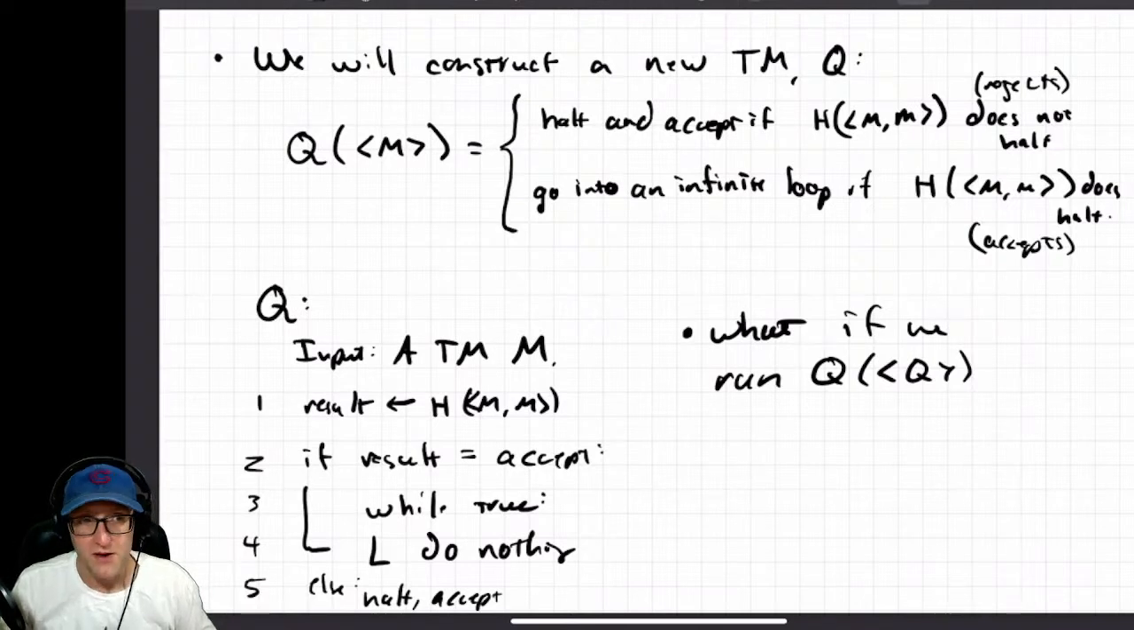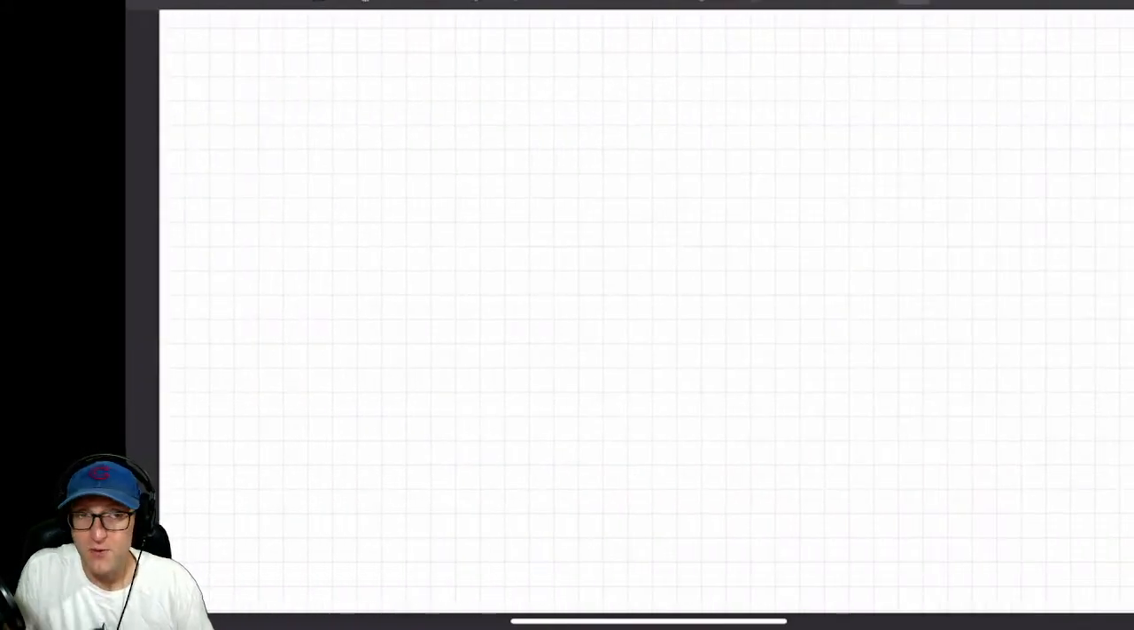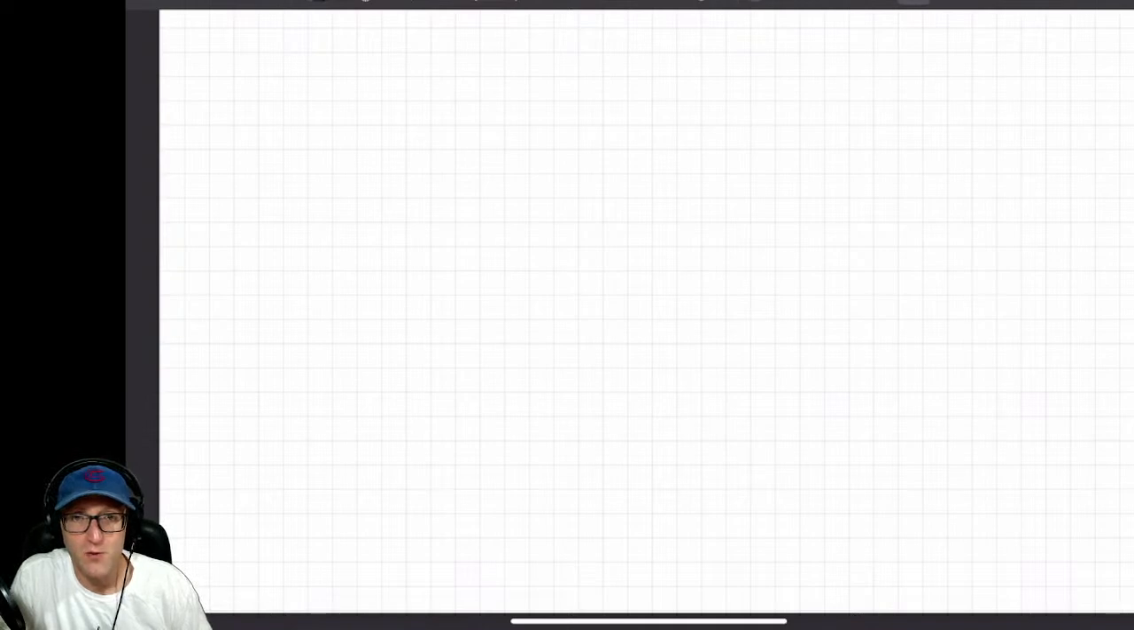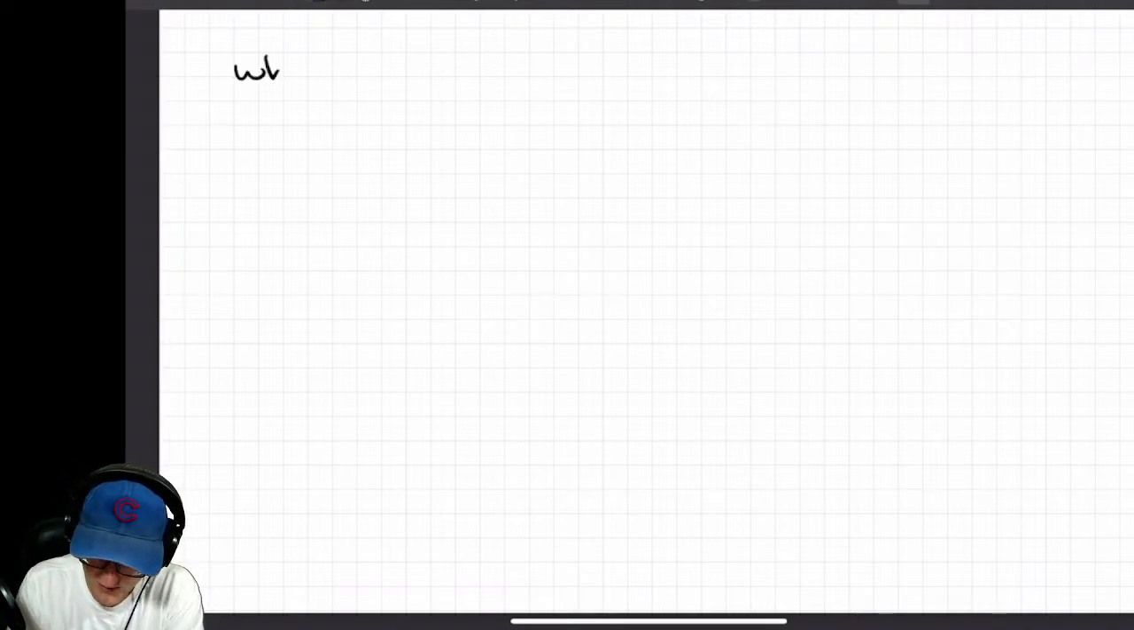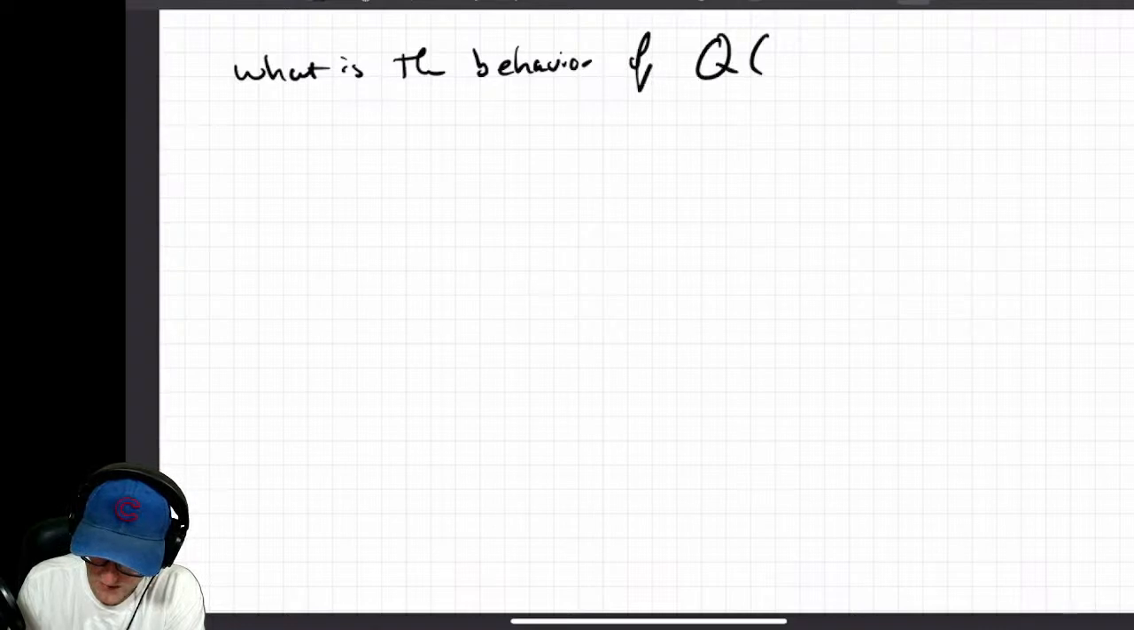What if we ran a virtual machine on itself? What if we ran a Docker instance within a Docker instance? From a practical perspective, you wouldn't want to do that, but you can, right? Just like from a practical perspective, why would you open up the Word executable in Word when it's not a Word document? But nothing's stopping you from doing it, right? So what is the behavior of Q being run on itself?